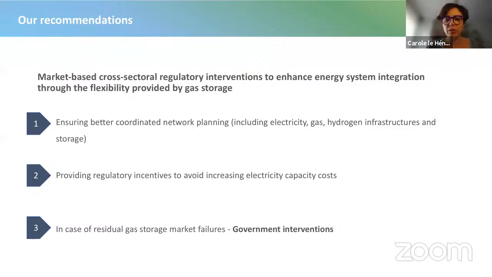So we have tried to see what could be the versions we would like to discuss later on with the Commission. And we decided to discuss mostly the market-based cross-sectoral regulatory intervention. So the need of storage for the electricity system, for example, and to enhance energy system integration through the flexibility provided by gas storage. The first thing we would like to discuss, and I will explain later because I've got some slides on it, is the need to ensure better coordination in the network planning. We would like to be invited first, and then we would like to see how we can make it clear that sensitivity analyses are key to discussing the flexibility option. Then we wanted to discuss regulatory incentives in themselves to avoid the increasing electricity capacity cost in the system.